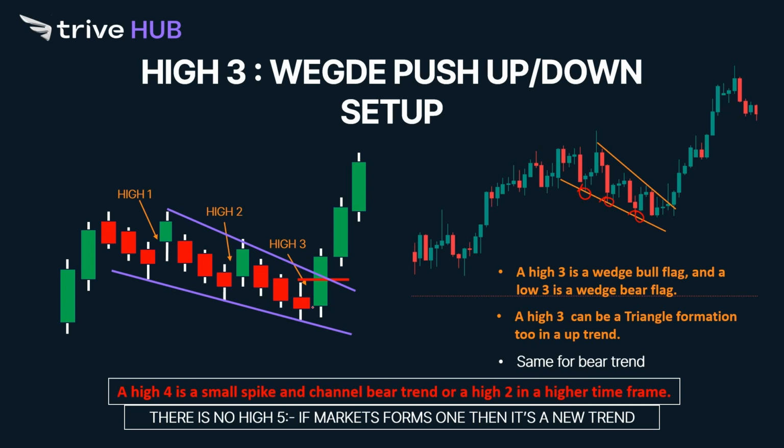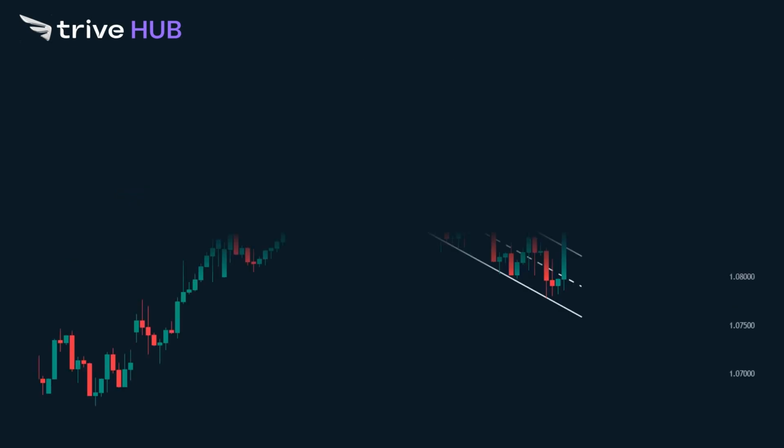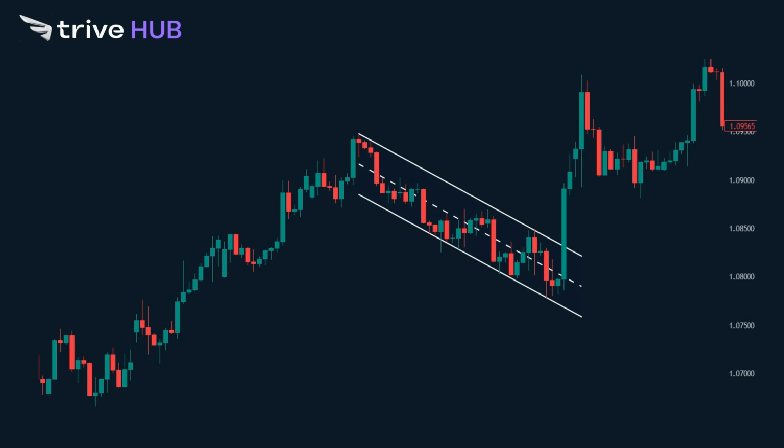Let's say a high 5 has formed up like this. Okay, so this is no longer a pullback. It will become a new trend in itself. Okay, see this structure. This is showing us a high 4 entry. Okay, so you can see this is high 1, this is high 2, which failed again, this is high 3, and this one again has given a high 4.